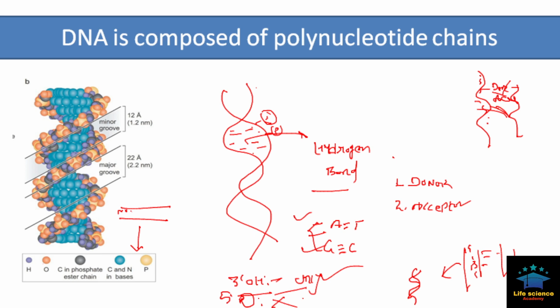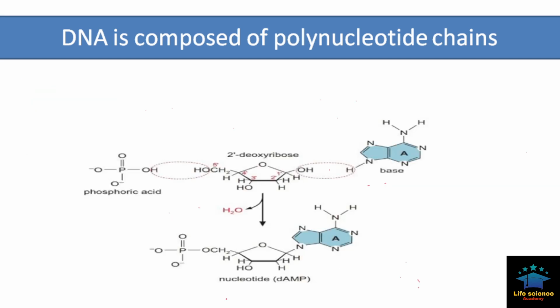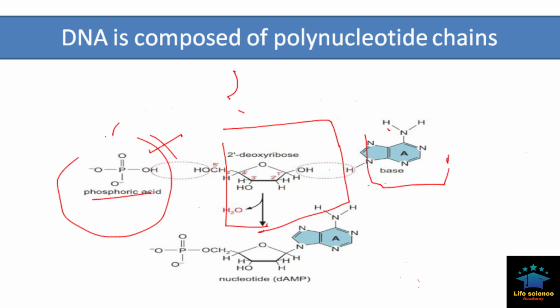So if we talk about the structure of a nucleotide, what do we need to make a polynucleotide chain? We have the sugar molecule, we have a phosphoric acid, we have the nitrogenous bases. So these three things make the nucleotide. And if we remove the phosphoric acid or phosphate group, we simply call it a nucleoside.